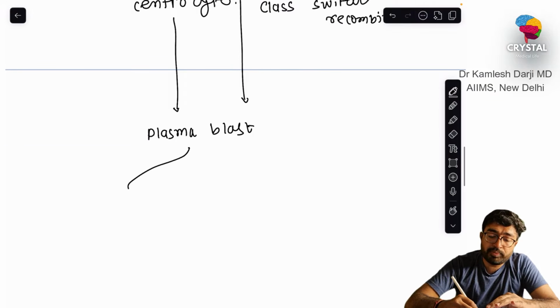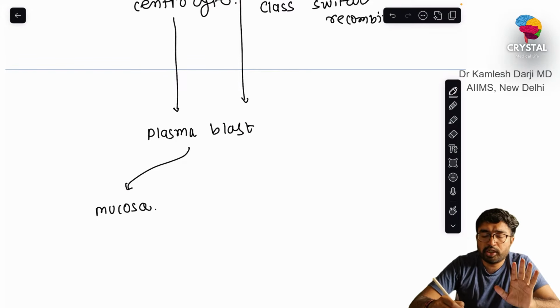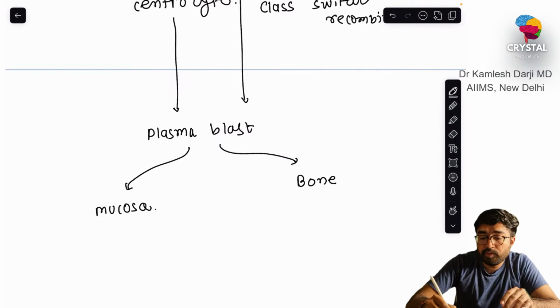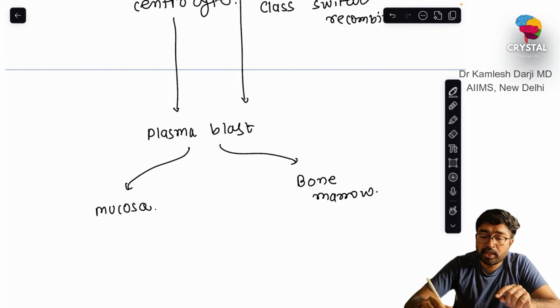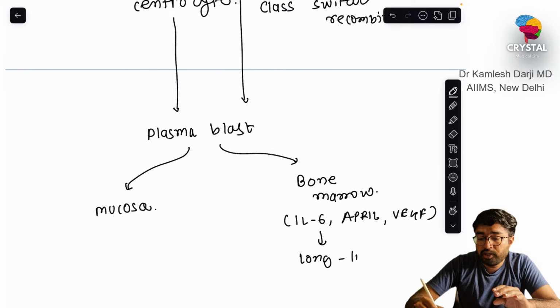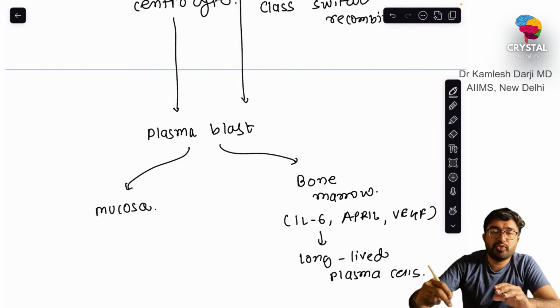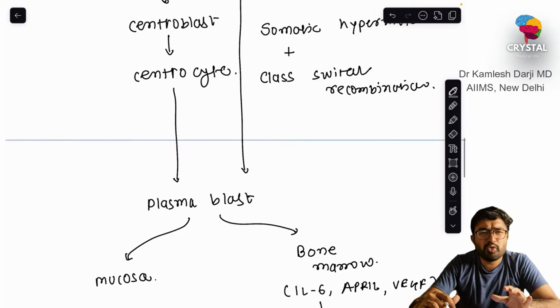This plasma blast will go to your mucosa. It will be short-lived there. It will go to your bone marrow, and the bone marrow will help this plasma blast survive by IL-6, APRIL, and VEGF-like factors. It will be a long-lived plasma cell, and it will produce antibodies against the specific antigen. So this is the normal process.